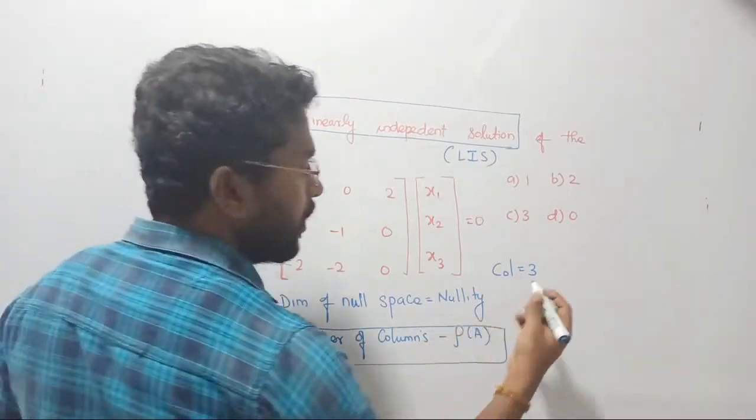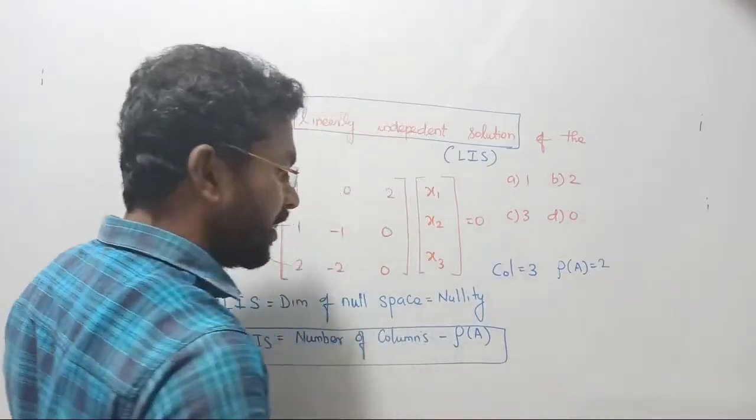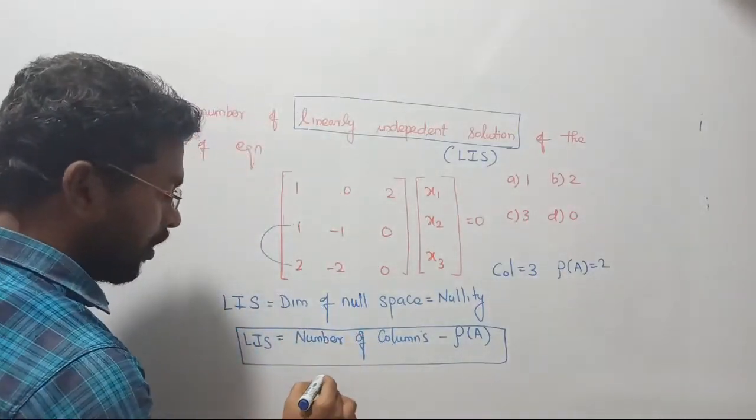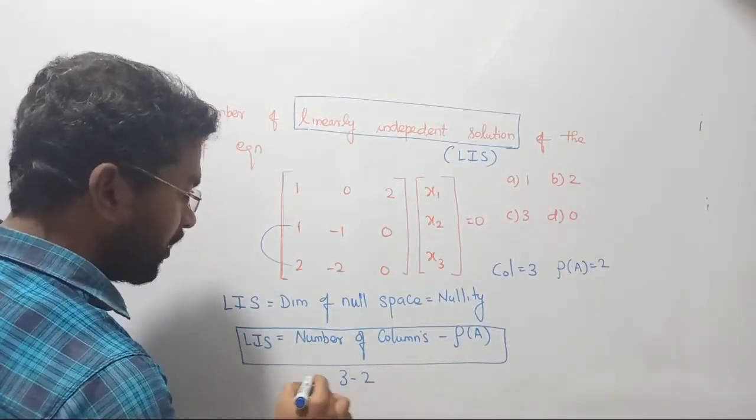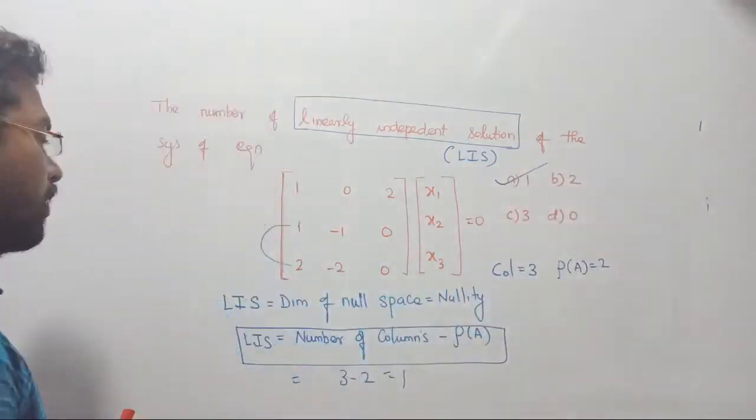So the rank of the matrix equals 2. What is the correct answer? That is going to be the number of columns, 3, minus the rank of the matrix, 2. So the correct answer is 1. Option A is the correct answer, right?